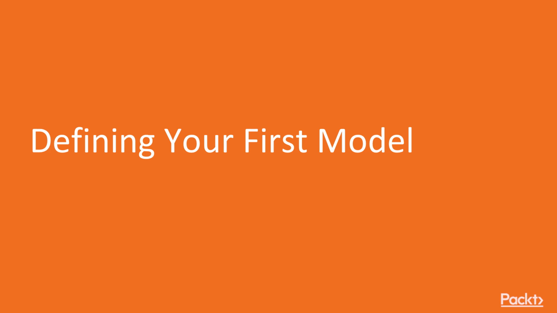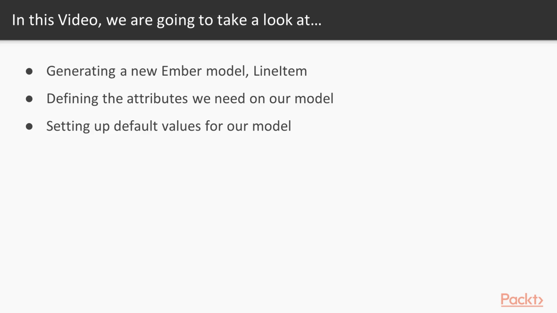Let us start by defining our first model. In this video, we will generate a new Ember model called LineItem. We will then define the attributes we need on it, and lastly, we will set up the default values that are required for a LineItem.